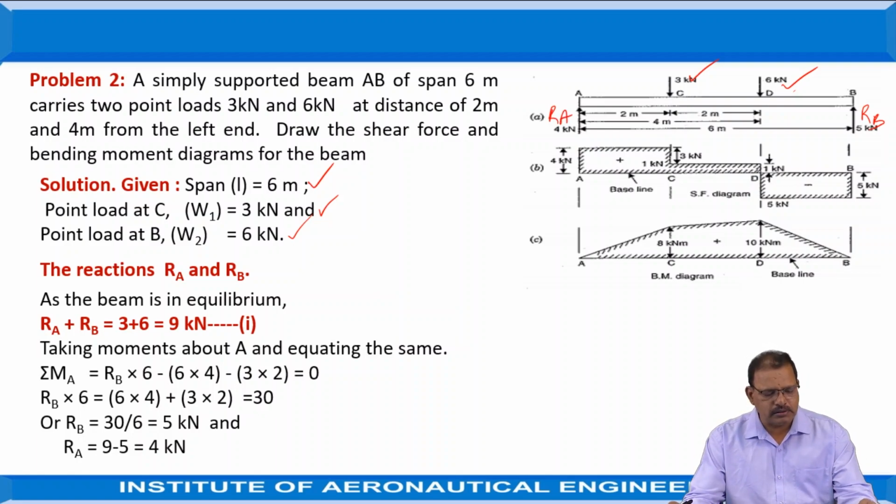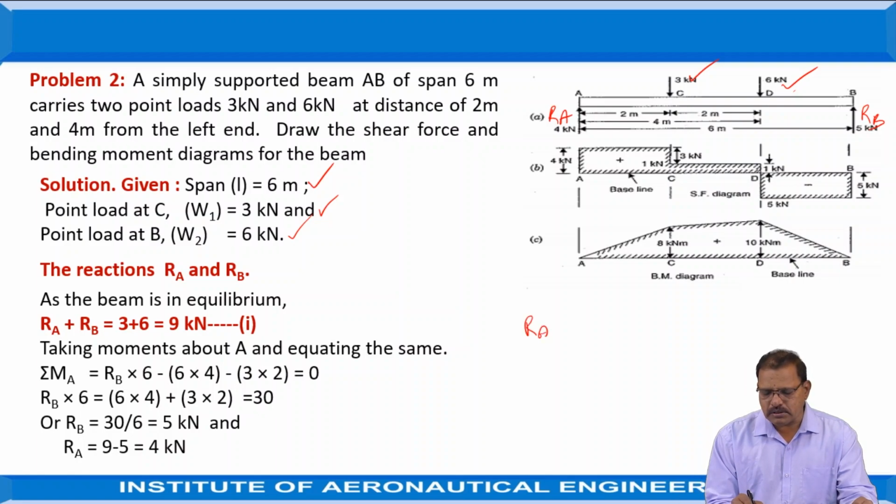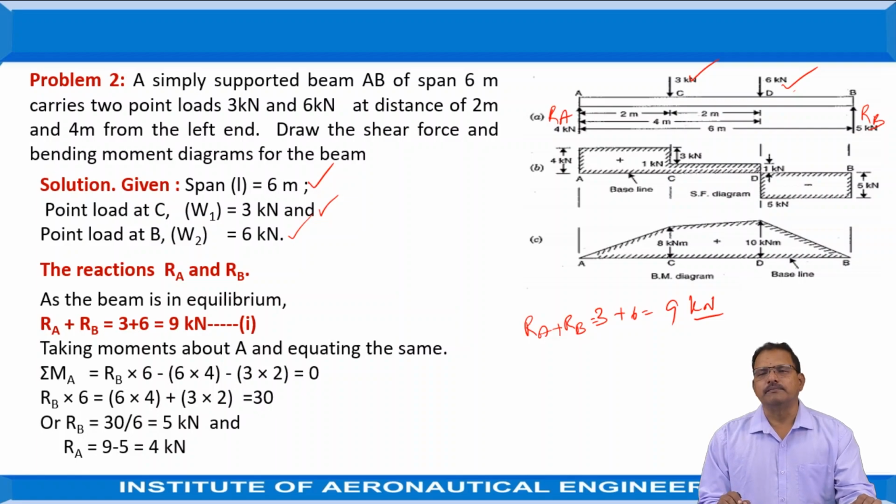Okay, the first step in the problem, for drawing shear force and bending moment diagrams, is to determine the reactions at A and B. Since the beam is in equilibrium, the sum of the forces acting in the vertical direction should be equal to 0, or in other words, the sum of the forces acting in the upward direction should be equal to the sum of the forces acting in the downward direction. Hence, RA plus RB, both acting upward, should be equal to 3 plus 6, which is also equal to 9 kilonewtons.